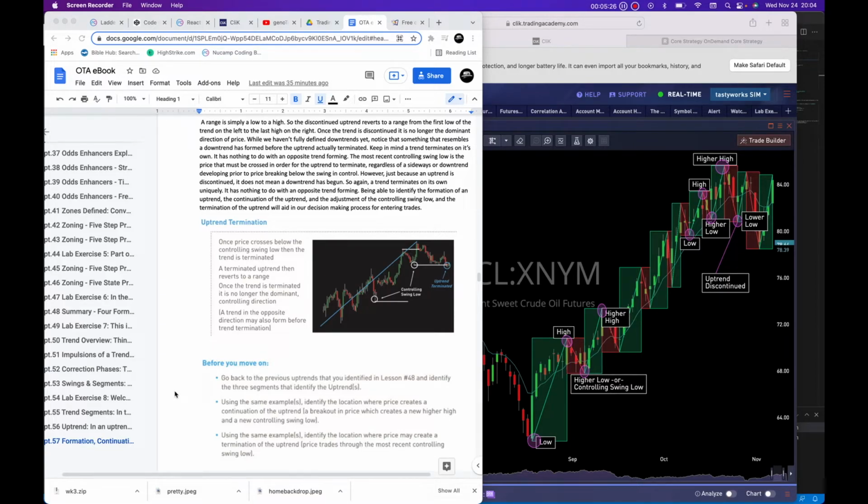Using that same chart, identify the location where price may create a discontinuance or termination of the uptrend, and this is where price trades through the most recent controlling swing low.